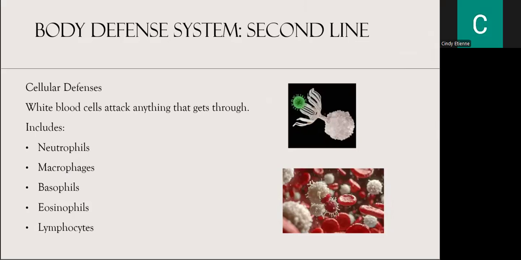If germs make it past the body's first line of defense, the second line of defense is activated. This includes white blood cells, which quickly identify and attack anything that doesn't belong. Neutrophils are the first cells to arrive and destroy bacteria. Macrophages engulf pathogens and clean up damaged tissue. Basophils release histamine to trigger inflammation, while eosinophils help fight parasites and are active during allergic reactions. Lymphocytes, including T cells and B cells, provide the body's targeted immune response. Together, these cells work to eliminate pathogens and protect the body from infection.